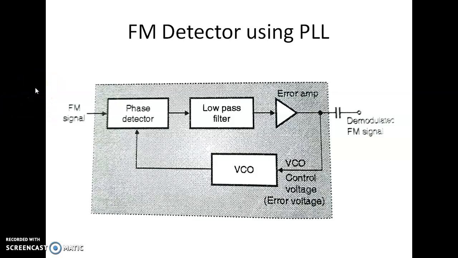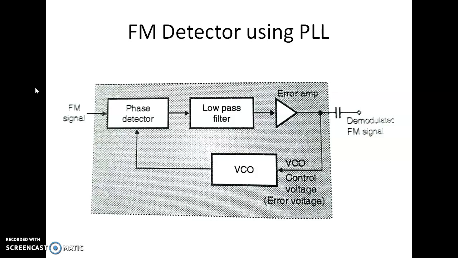As the PLL is locked to the FM signal, the voltage control oscillator starts tracking the instantaneous frequency in the FM input signal. The error voltage produced at the output of the amplifier is proportional to the deviation of the input frequency from the center frequency of FM. Thus, the AC component of the error voltage represents the modulating signal, and thus at the error amplifier output we get the demodulated FM output.